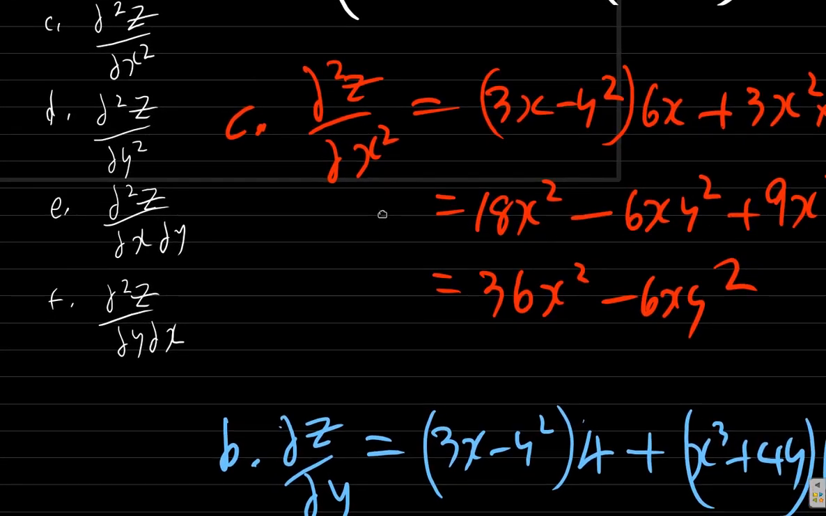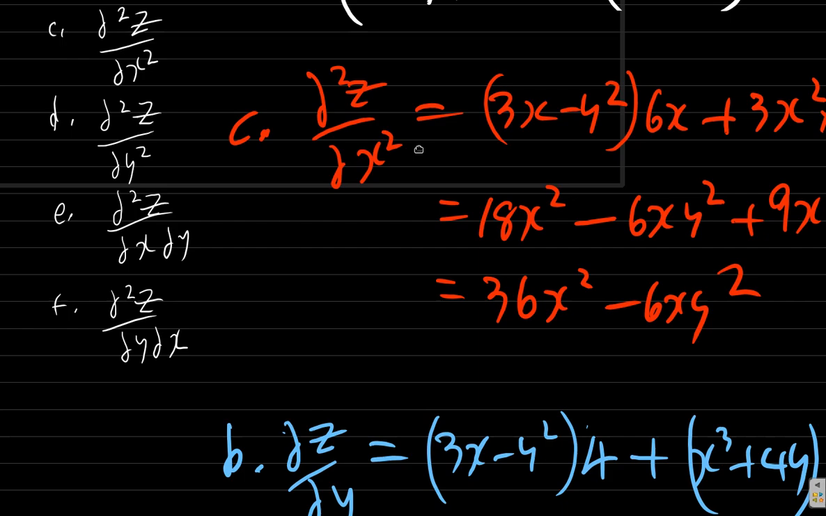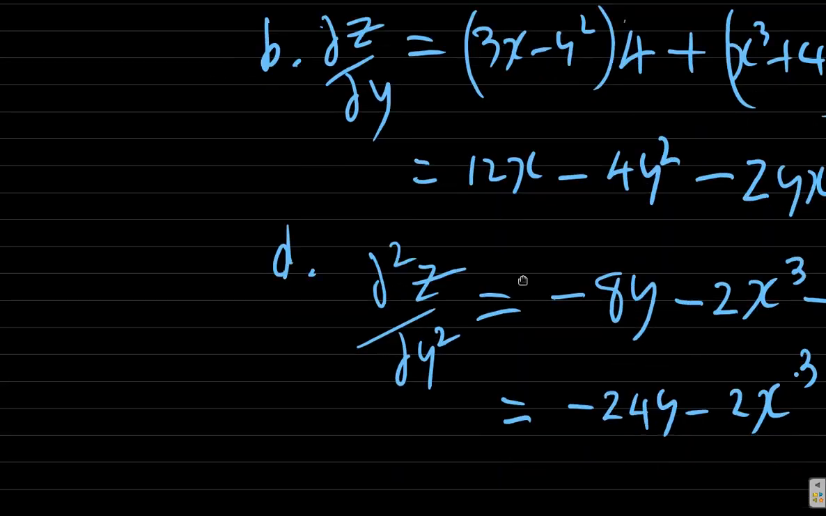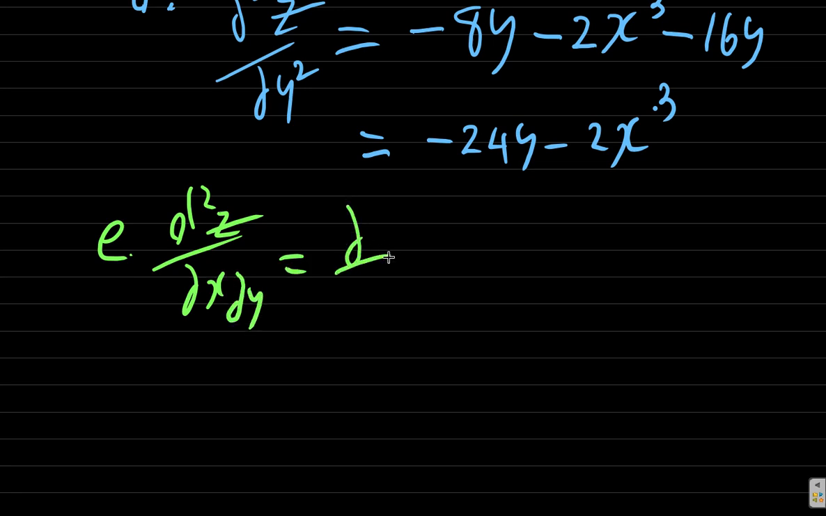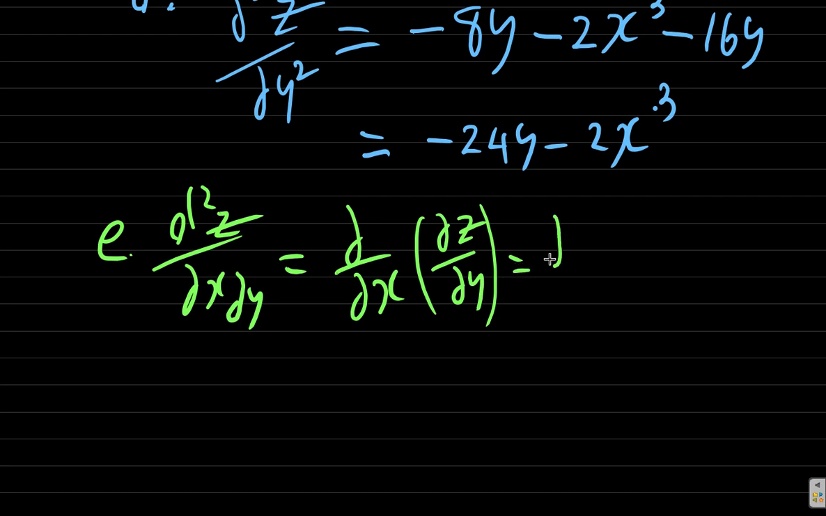Now we want delta square z by delta x delta y. This is what? E. Alright, so E, delta square z by delta x delta y. What this means is that you're going to find the partial derivative with respect to x of delta z by delta y. So remember, this means that the y part was already done and then you move to the x part.